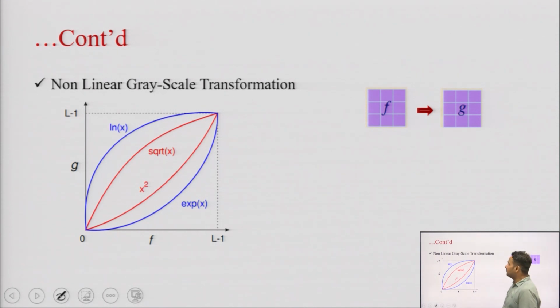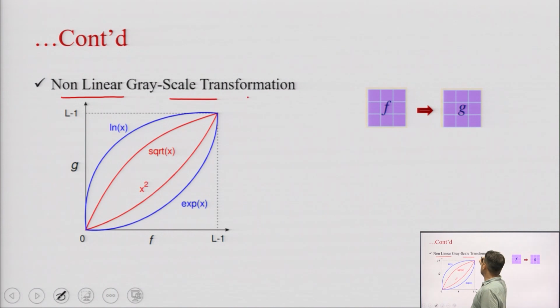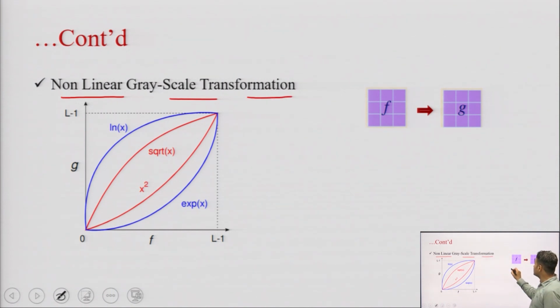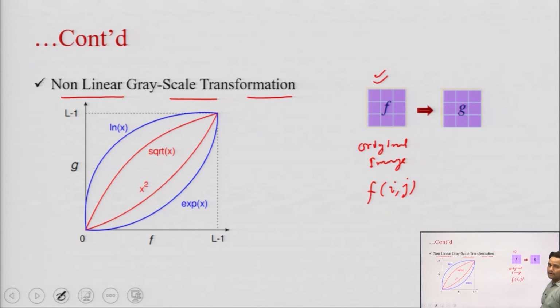Now, you can observe here the non-linear gray scale transformation. This is the original image, and let us consider we have f of i comma j as a digital image. Here I am considering f as the original image, and g as the enhanced version of this image. For each pixel, you can call the function g of i comma j.